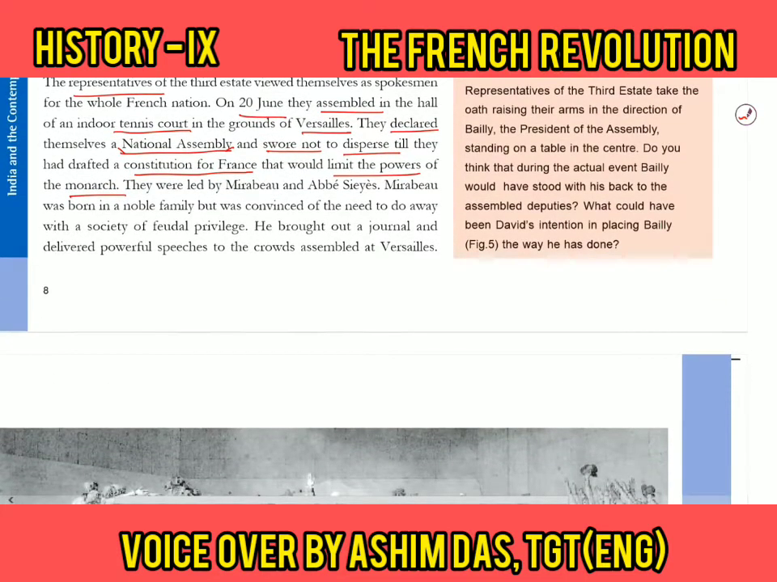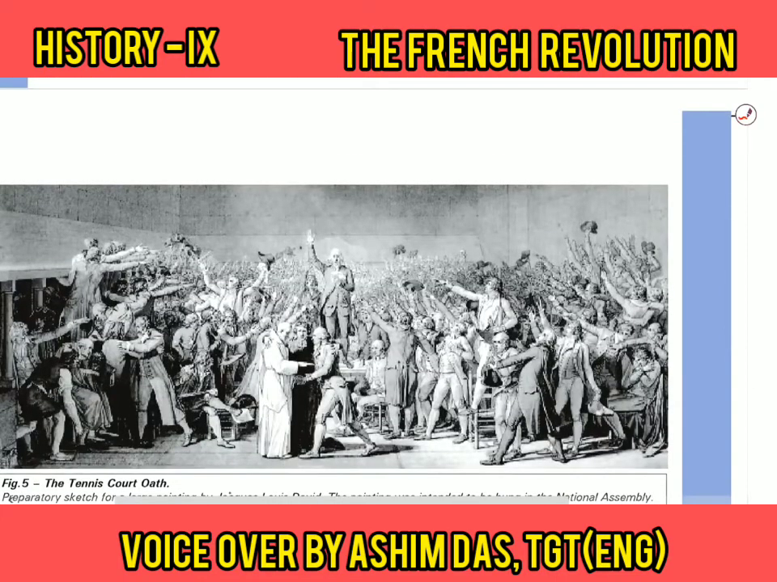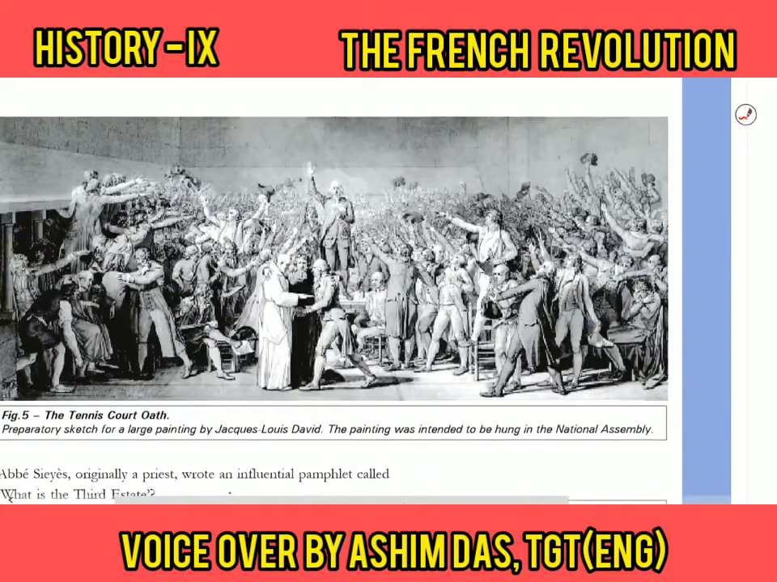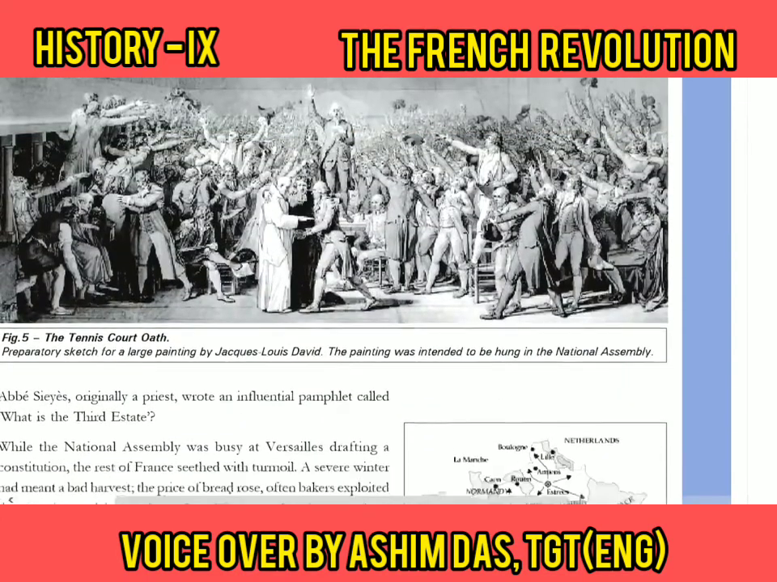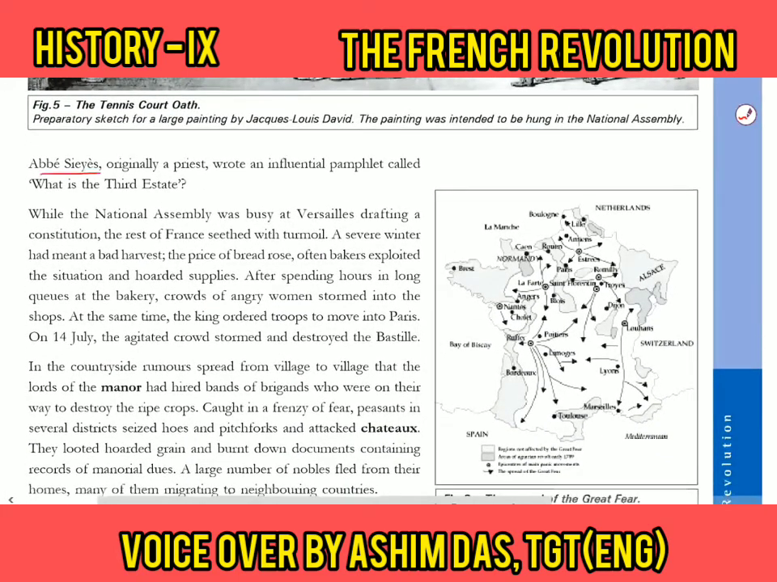The leaders who came forward were Mirabeau and Abbé Sieyès, the main people who led this movement. Mirabeau was born in a noble family, but he was convinced of the need to remove the society of feudal privileges. He brought out a journal or magazine and delivered powerful speeches to the crowds assembled at Versailles. This is the picture of the famous National Assembly at the tennis court, made by Jacques Louis David.